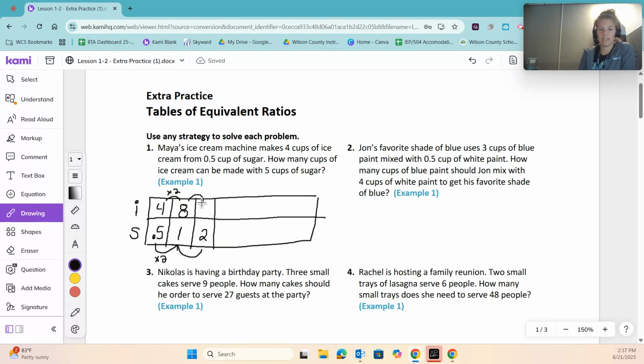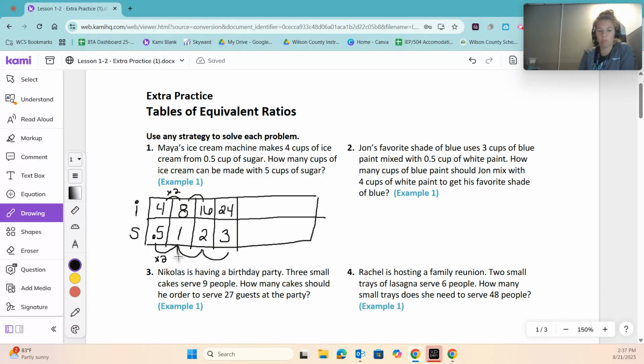1 times 2 is 2, 8 times 2 is 16. And then I can also see that each 1 cup of sugar I add, I'm adding 8 cups of ice cream. So if I add 1 more cup here, I would add 8 cups of ice cream here. So we would do 24 cups.